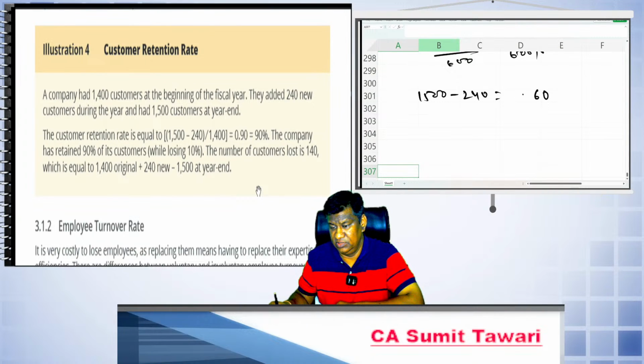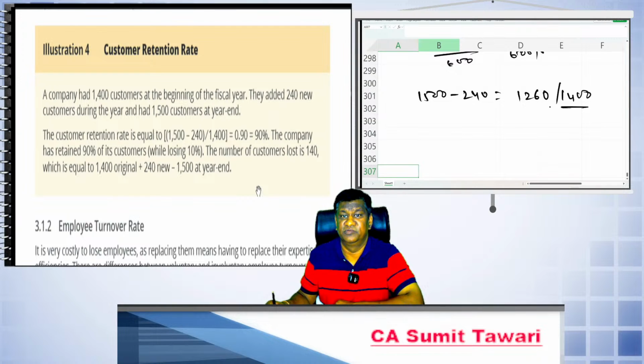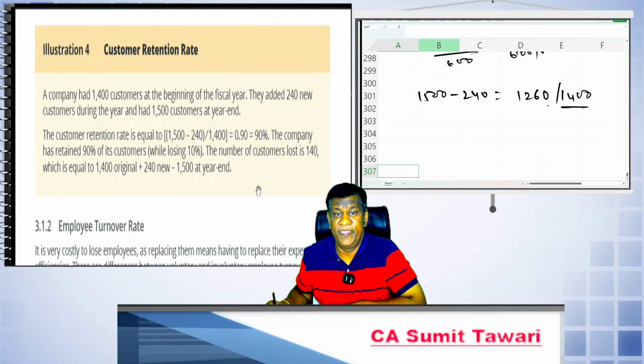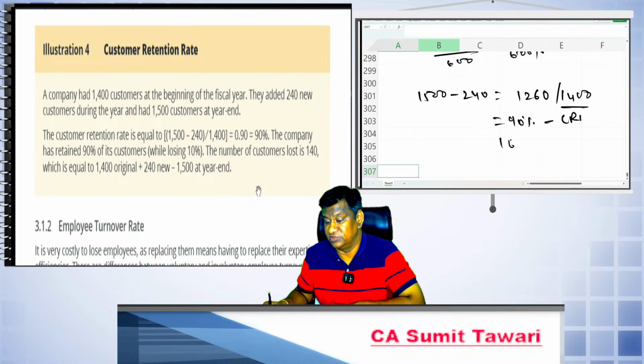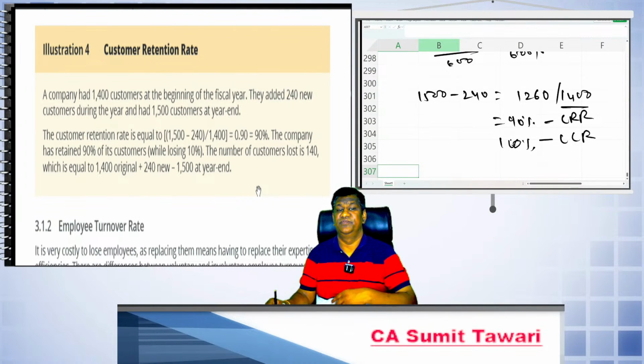Which is 1,260, divided by 1,400. 1,400 is the total customers at the start of the year. So that is approximately 90%. If this is 90%, then the remaining 10% is my churn rate. This is the customer retention rate, and this is the customer churn rate, 10%. This is the way we calculate it.